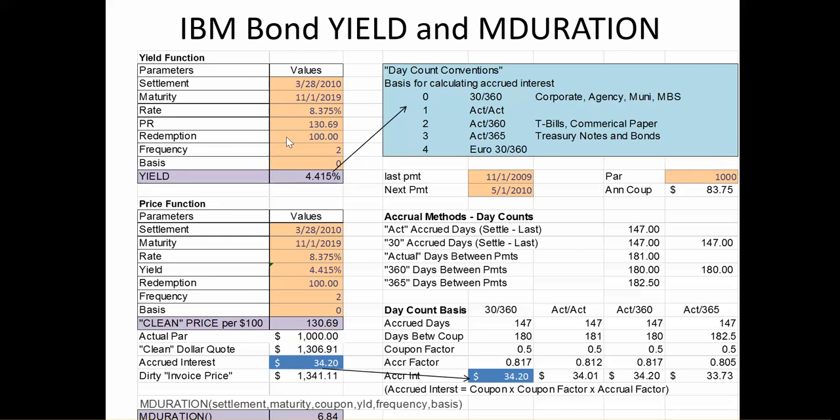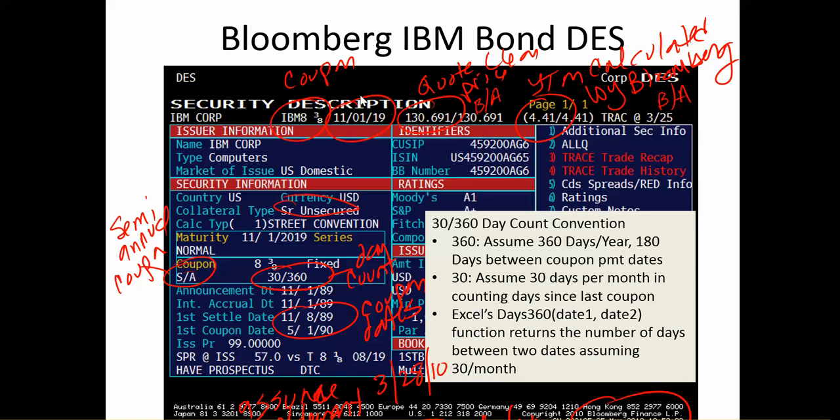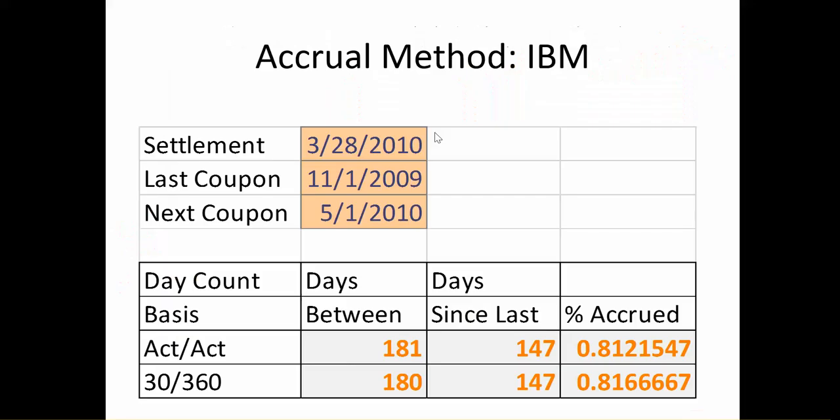So again, if I plug in all my information, including the basis, again, Excel, 0 is 30/360, I get the 4.41. And I just wanted to also show you that if I plug in the 4.41 as the yield, and then plug in all the bond's information, I get the 136.90. So in other words, if you're given price, you can compute yield. If you're given yield, you can compute price.